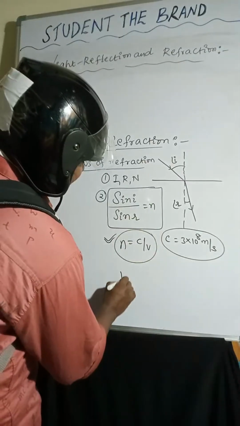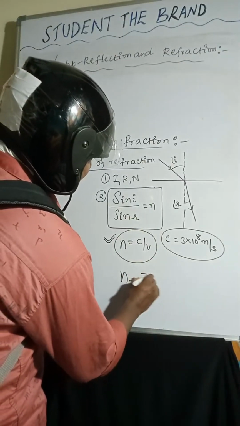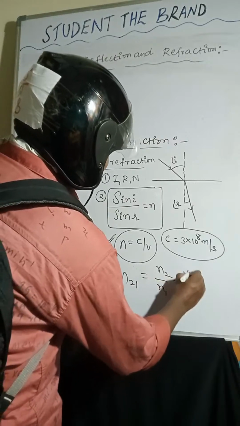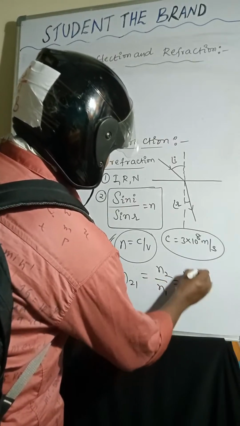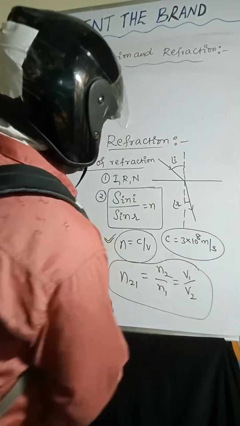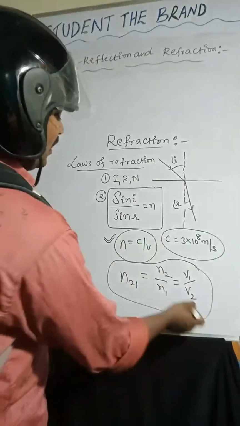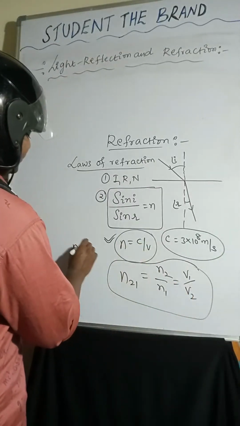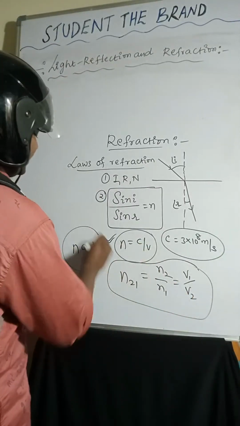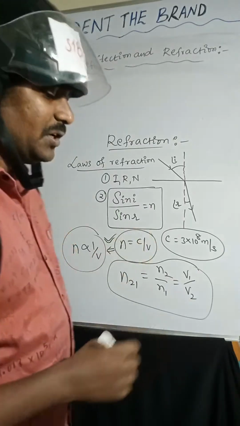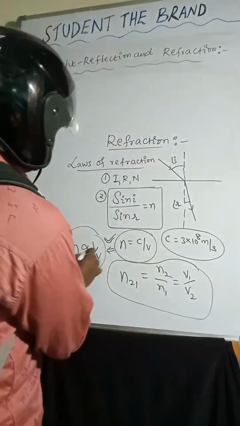Whereas the relative refractive index, if you take n21, n2 by n1, that is equal to v1 by v2. So n21 equals n2 by n1 equals v1 by v2. From this one we can say n is inversely proportional to velocity. That's why n is inversely proportional.